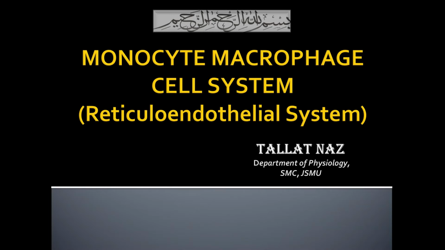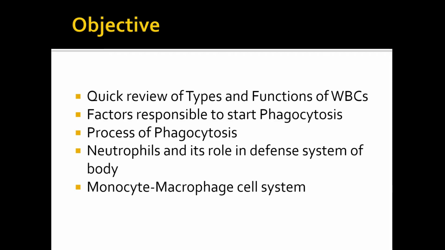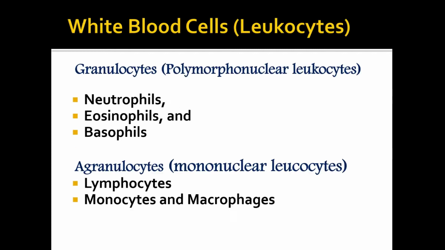Bismillahirrahmanirrahim. My name is Salat Naz, and today we will have a lecture on the monocyte macrophage cell system, which is basically associated with white blood cells. This system is also famous as the reticuloendothelial system. The objective of our lecture is a quick review of the types and functions of WBCs, factors responsible for the start of phagocytosis, the process of phagocytosis, neutrophils and their role in the defense system of the body, and the monocyte macrophage cell system.